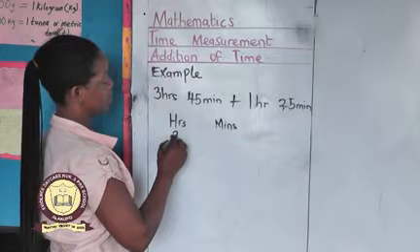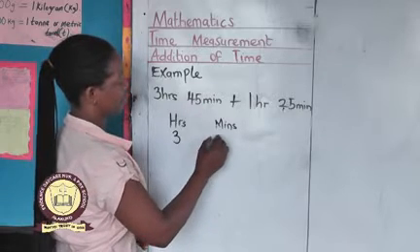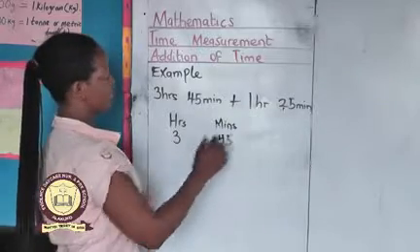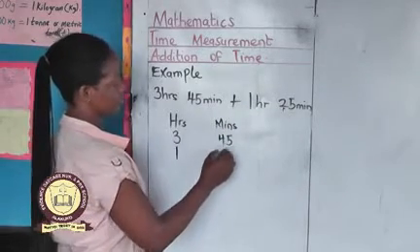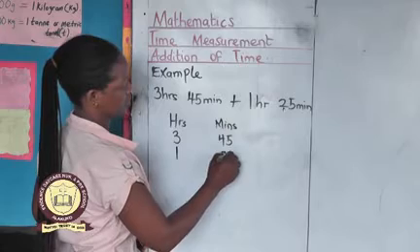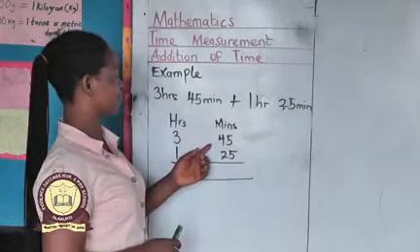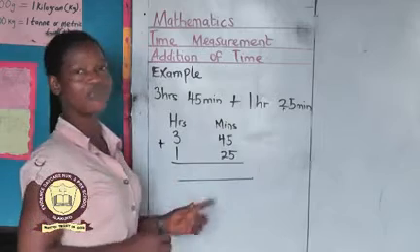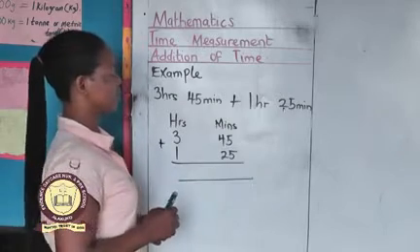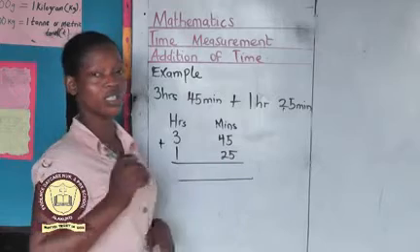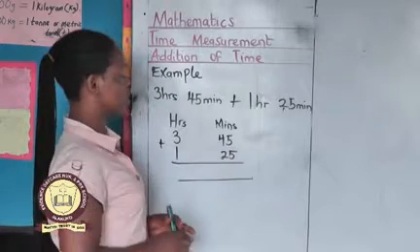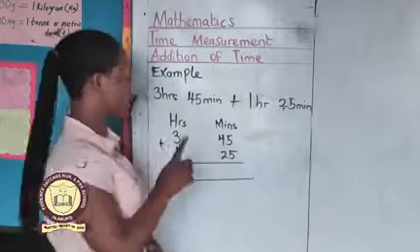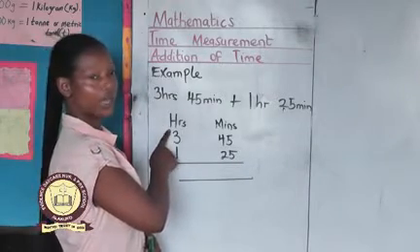So listen and watch. We have 3 hours 45 minutes. Write your 3 under your hours. And we have 45 minutes. 1 hour 25 minutes. Your 1 will be here and your 45 and your 25 minutes here. 3 hours 45 minutes plus 1 hour 25 minutes. Let's add together. One thing you must know is that if you have any number more than 60 here, you change it to 1 and you bring it here. It will now be your hour.